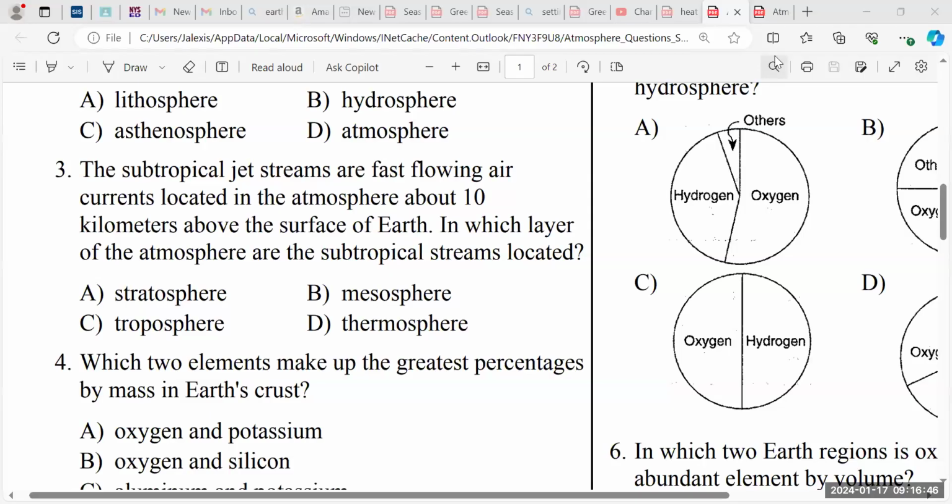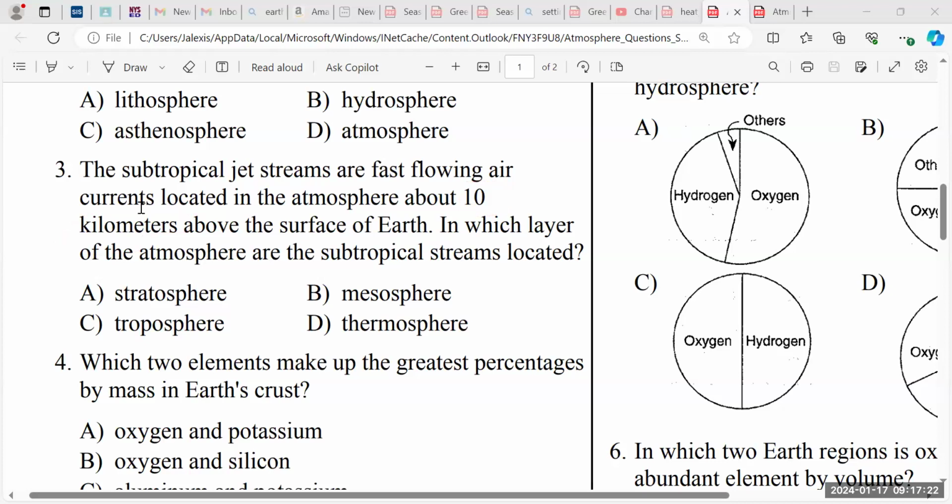All right, number 3. Number 3 says the subtropical jet streams are fast-flowing air currents located in the atmosphere about 10 kilometers above the surface of the Earth. In which layer of the atmosphere, key words layer of the atmosphere, are the subtropical jet streams located? So what page of the reference tables talks about the layers of the atmosphere? Page 14, and I'm looking for 10 kilometers. Remember that number, 10 kilometers.